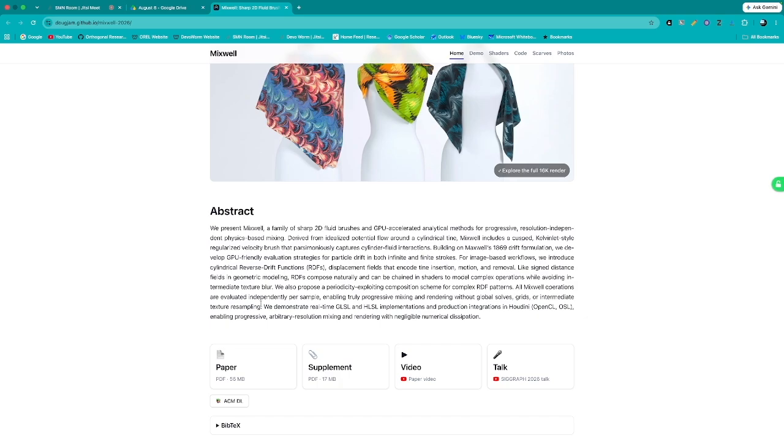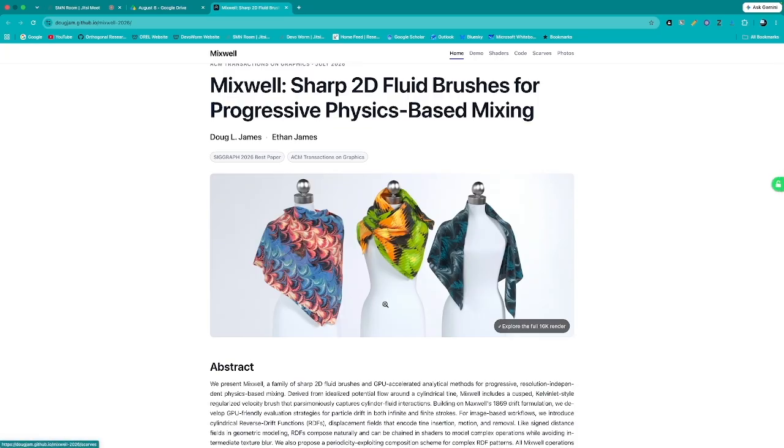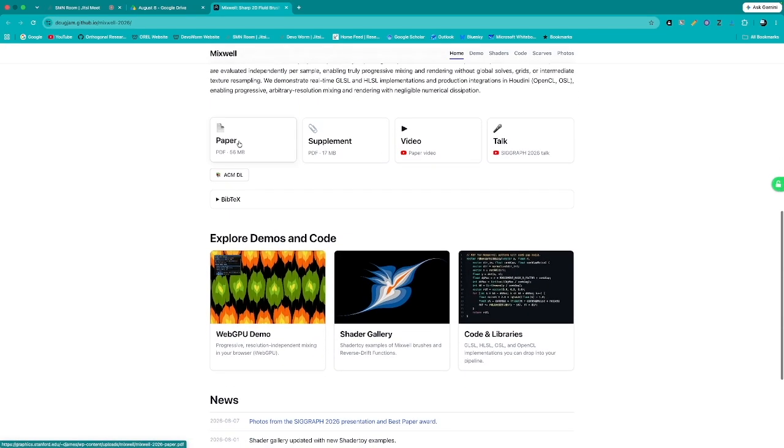All Mixwell operations are evaluated independently per sample, enabling truly progressive mixing and rendering without global solves, grids, or intermediate texture resampling. We demonstrate real-time GLSL and HLSL implementations and production integrations in Houdini, enabling progressive arbitrary resolution mixing and rendering with negligible numeric dissipation. So this is kind of an example of the mixing patterns that they have here. So it does look like a kind of a fluid dynamics thing where they're mixing patterns and colors in these ways. So let's go to the paper.